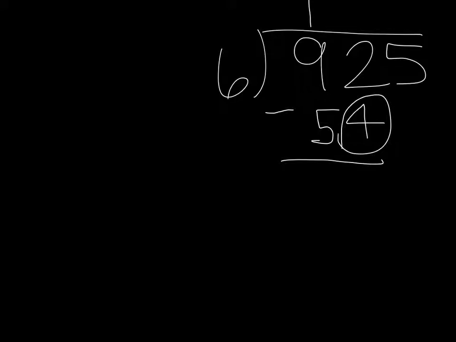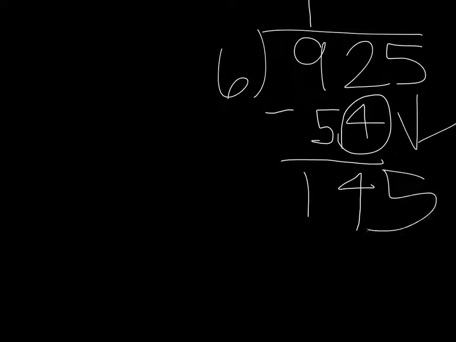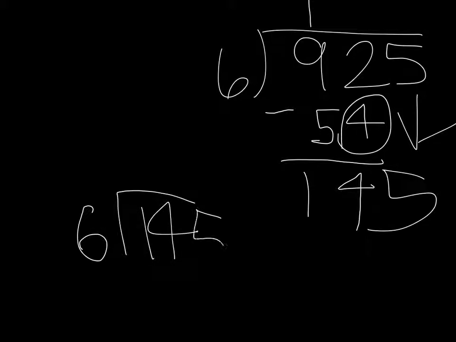Ignore that 4. 9 minus 5 is 1. Then you bring down the 5. And then after you bring down the 5, you divide again. So 6 divided by 154. 45. So you need to do another of these problems. So remember, you go to 6 and you go all the way down.